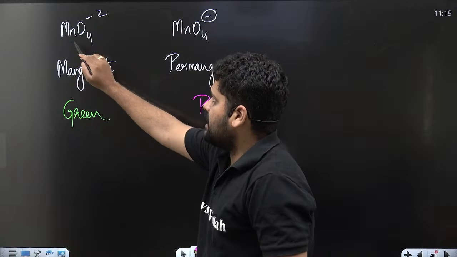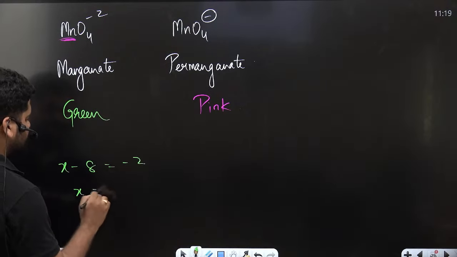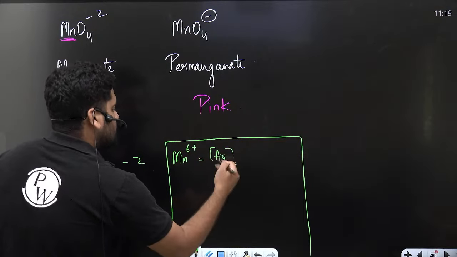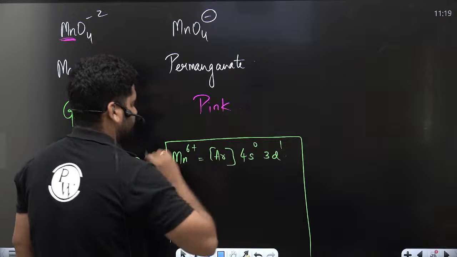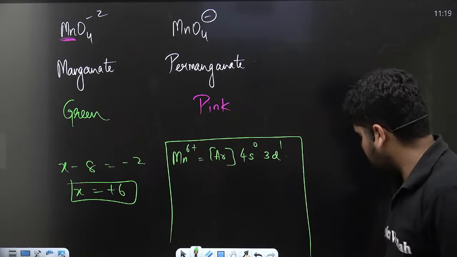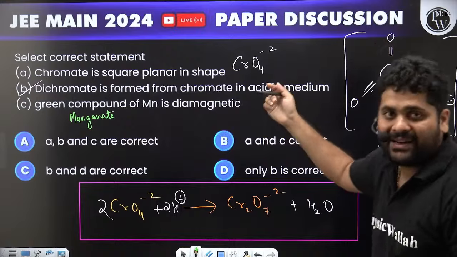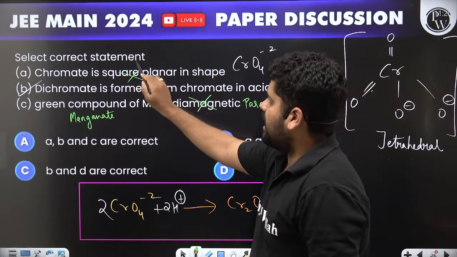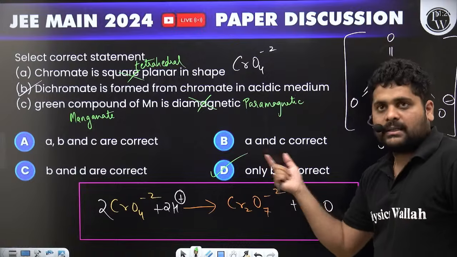Okay, so just calculate the oxidation number of manganese over here. X minus 8 is equal to -2. X value is +6. So the oxidation state of manganese is +6, which indicates the electronic configuration represented like this. Normal manganese is argon 4s2 3d5. Now we have argon 4s0 3d1. Okay, you have removed 6 electrons out of 7, so you are just left with 1 electron. Now, do you think that this can be diamagnetic? No. See, what does the statement say? Green compound, that is manganate ion, is diamagnetic in nature. There is only one unpaired electron, which means this should be paramagnetic, and this should be tetrahedral. So, out of these three options, we have only one option which is correct. It is option D, where it is written only B is correct.